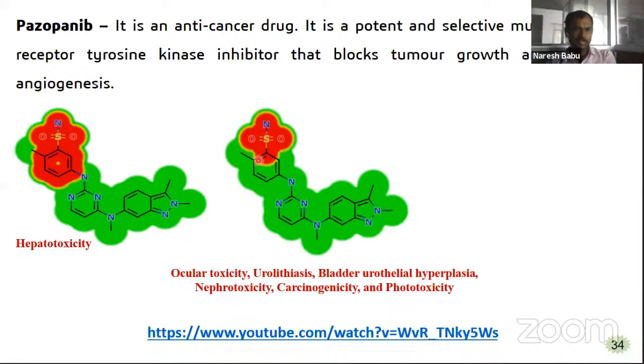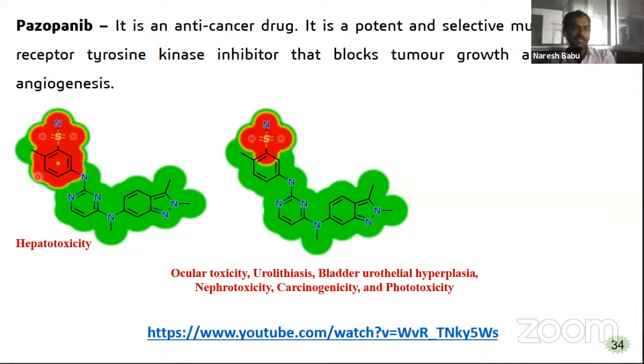And if you observe this part, this complete aromatic is not responsible. Some part of the aromatic ring and this sulfonamide group, SO2NH2 group, is responsible for the ocular toxicity, urolithiasis, bladder urothelial hyperplasia, nephrotoxicity, carcinogenicity, and also phototoxicity. All these toxicities are related only to this functional group, due to its presence. So the group or scaffold responsible for the toxicity, we can identify in this tool.